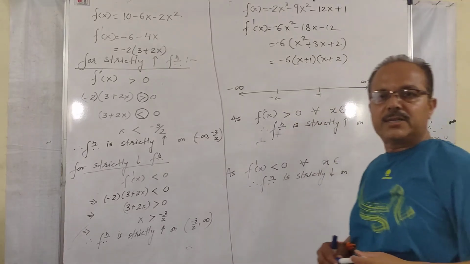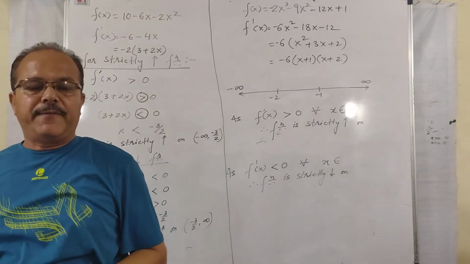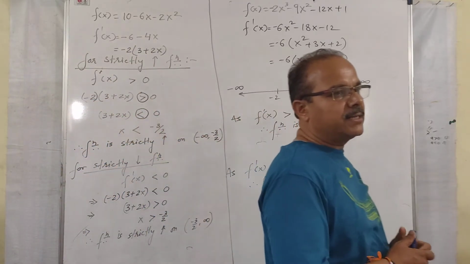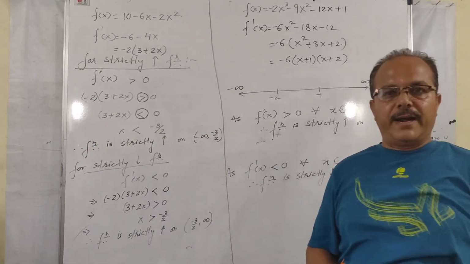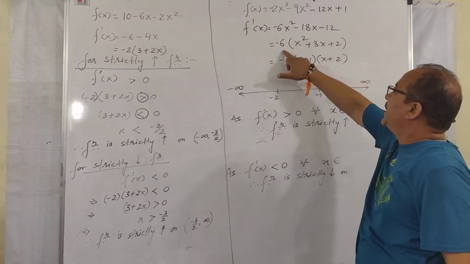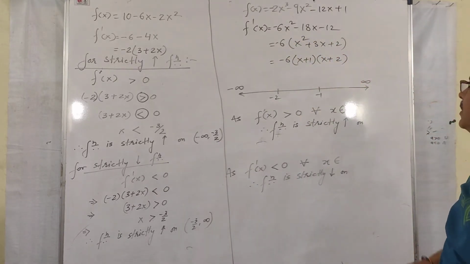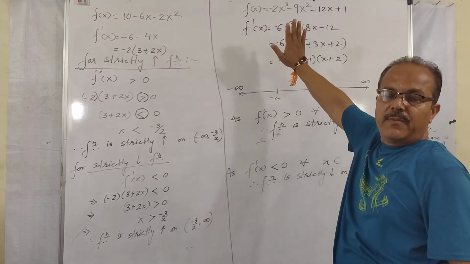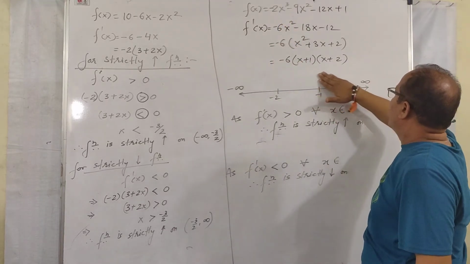This much you must be able to solve. First of all f(x), then f'(x), then f'(x). It is a quadratic polynomial, so we factorize it taking minus 6 common. Don't forget to take minus 6 common, because it will make it more comfortable to factorize. The first principle of factorization is to take common. So we are taking common, and now we will get this.